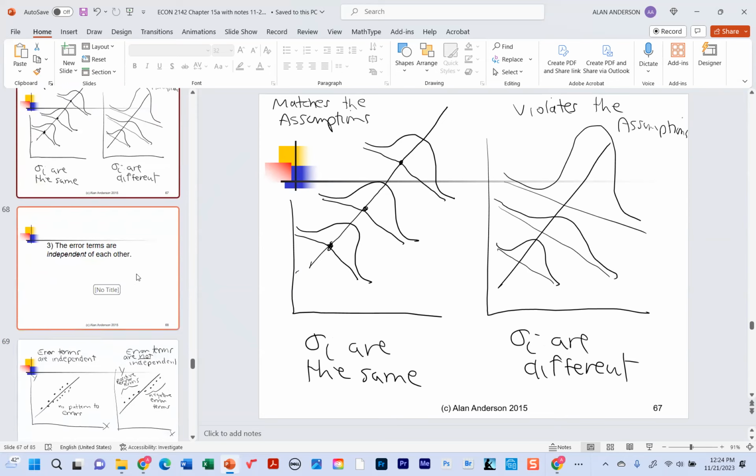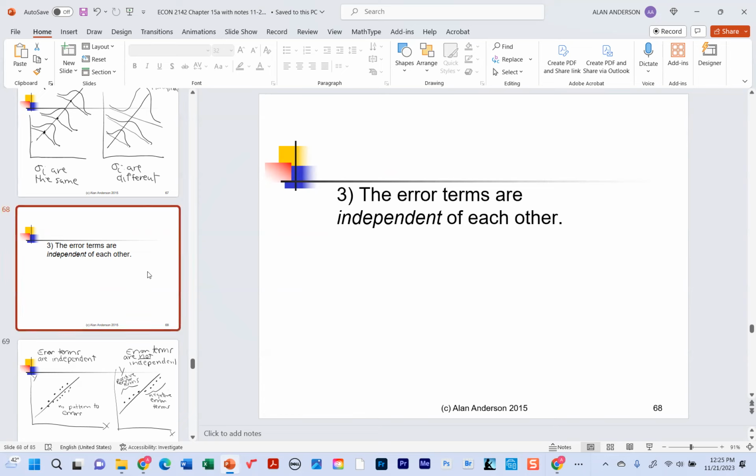Now, the third assumption here is that the error terms are not affected by each other. In other words, they're independent of each other. What does that mean? Well, in a nutshell, it means that there's no pattern to them. I'll show you a couple of graphs that illustrate this.